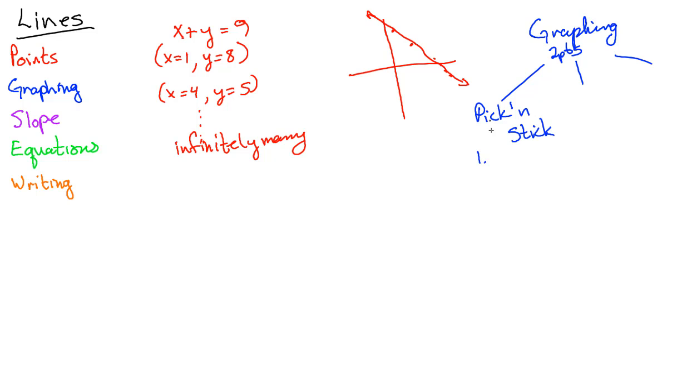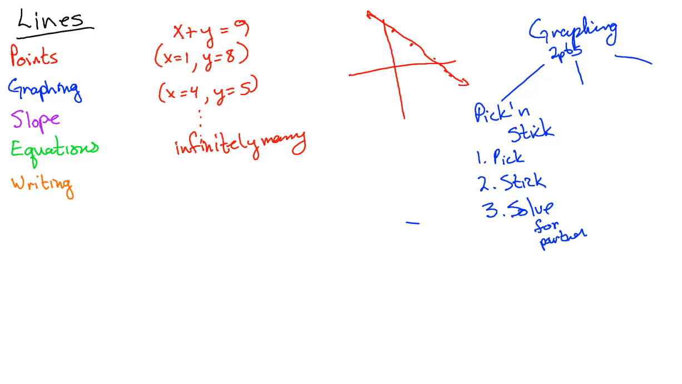So step number 1 on pick and stick, pick a number, any number. Step number 2, stick it in for one of the variables. You may stick it in for the y, stick it in for the x, it doesn't matter at all. And step number 3, solve for the other one. Solve for, I'm going to call it, the partner. Yeah, you know how this works.